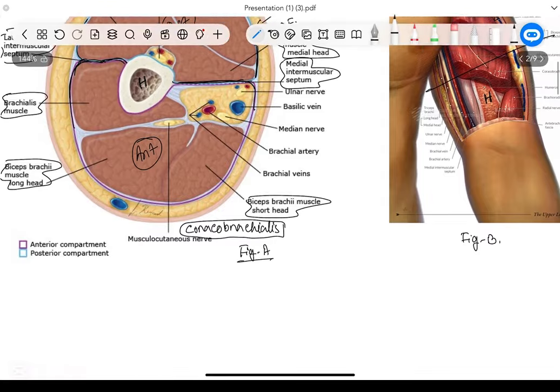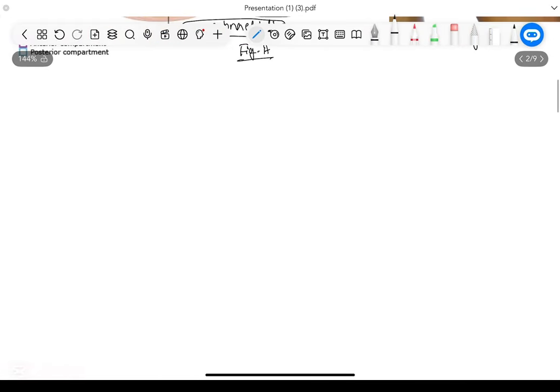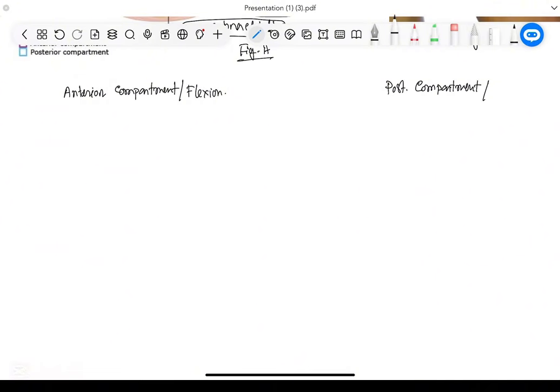Let's summarize what we described right now. First of all, in the arm there are two compartments, the anterior compartment and the posterior compartment. The anterior compartment functionally does flexion, that's why it is the flexor compartment, and the posterior compartment muscles do extension, so it is the extensor compartment.